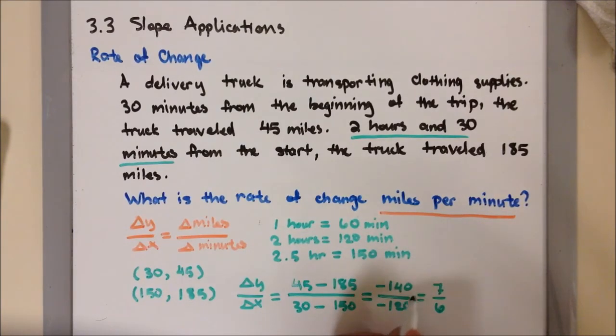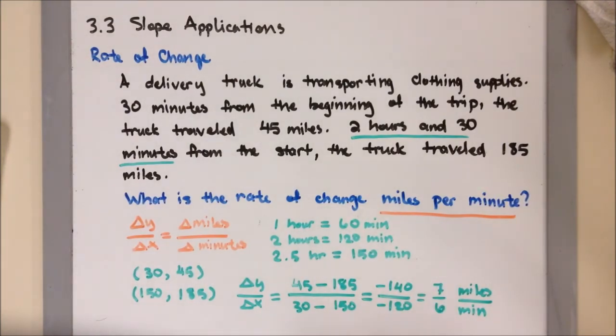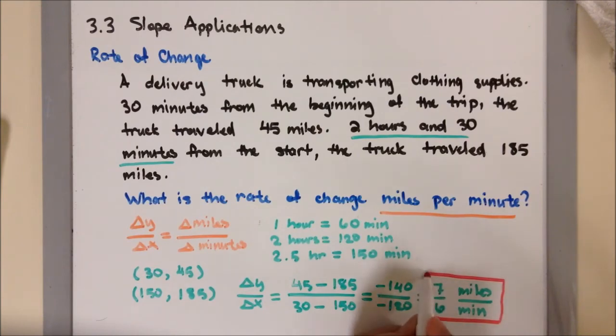So you're going to leave it as a fraction. Basically, it's going to be miles per minute. So I'm just going to leave it as a fraction. Don't worry about converting to a decimal unless I ask you to convert into a decimal. And if you do have to convert to a decimal, you just use long division. But for the time being, just leave it as a fraction. 7 over 6 miles per minute. So that's what you have to do.